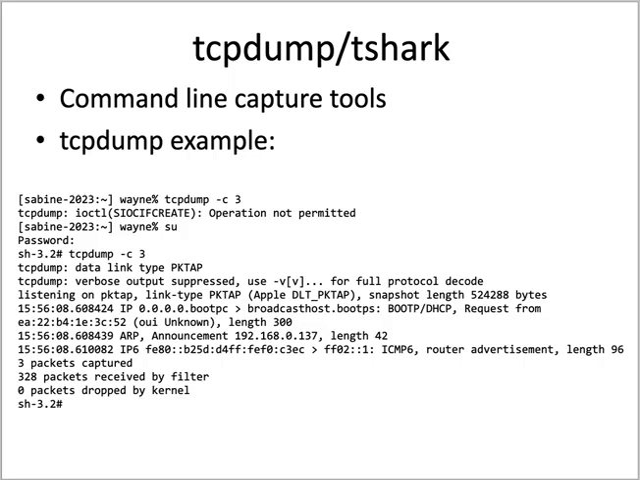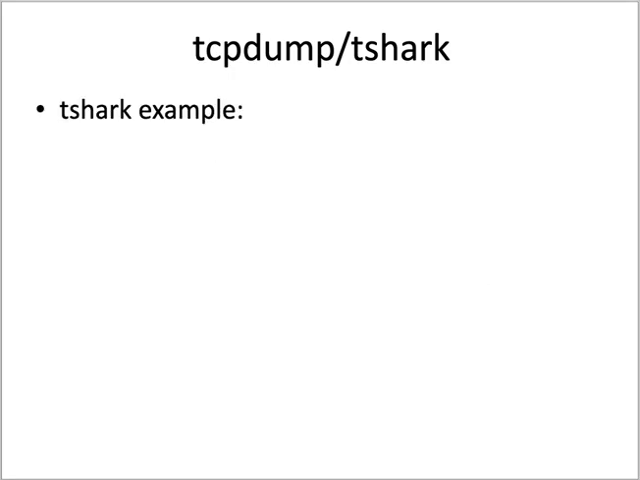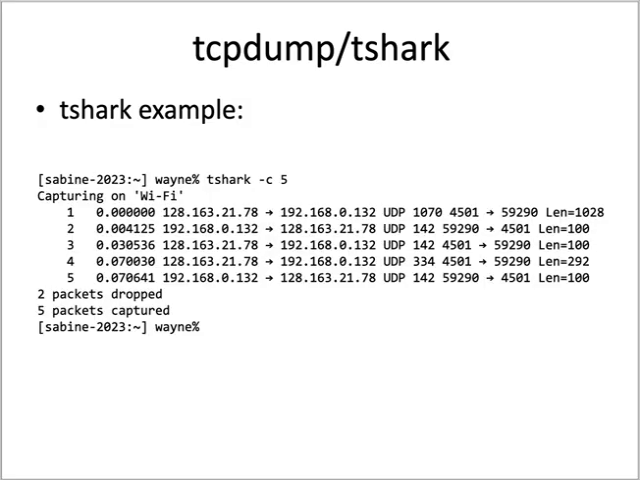So that's TCP dump. Now, as far as tshark, very similar. I said tshark -c 5. I'm on my laptop, so I don't have a hardwired connection. I'm using Wi-Fi. And then it shows me source and destination IP addresses, what type of traffic it is, and what ports it's traveling between, and how much data is in each of the packets. So slightly different format, but gives you very similar information as TCP dump.